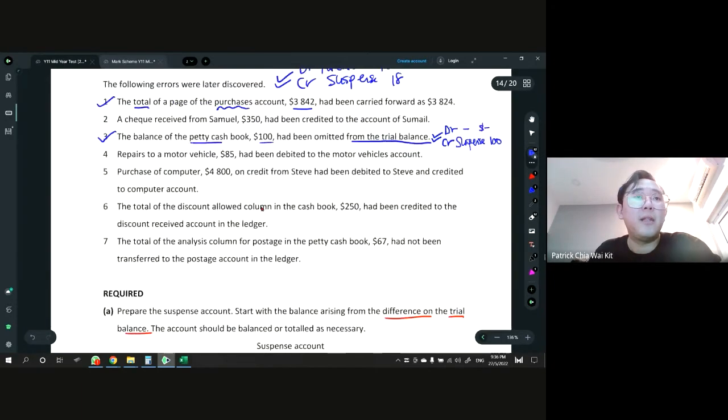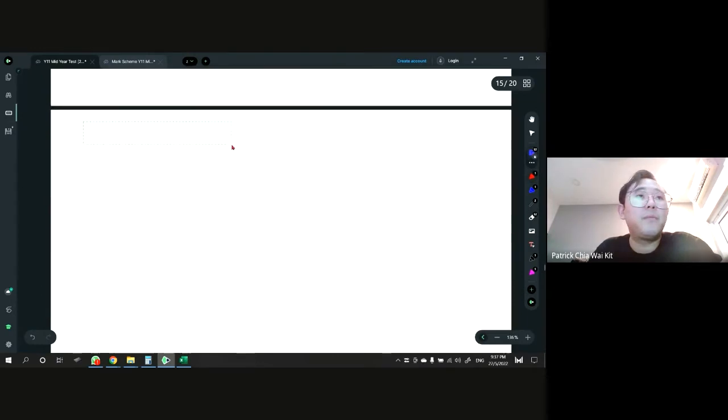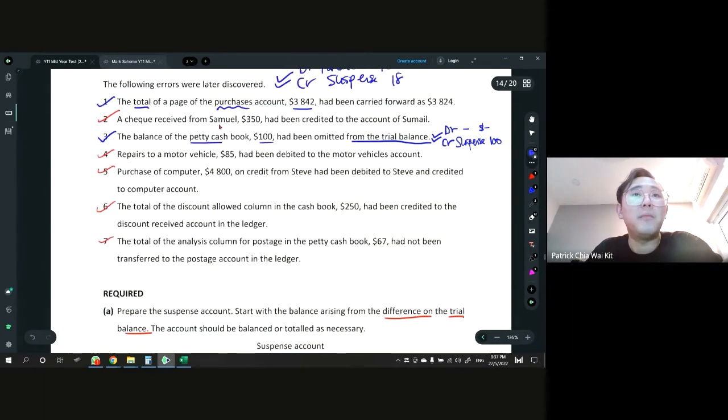So we're looking at the first one, error number two, red color, right? Error numbers 2, 4, 5, 6, 7 are all red color, all three-step method. So: check received from Samuel has been credited to the account of Sumael. Check received from Samuel, our first line itself, we can do our correct double entry. So DR bank, and we are going to CR the correct one, which is Samuel, right? Yep, Samuel 350.